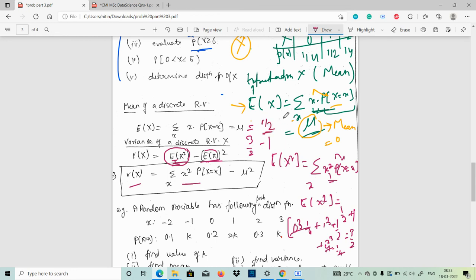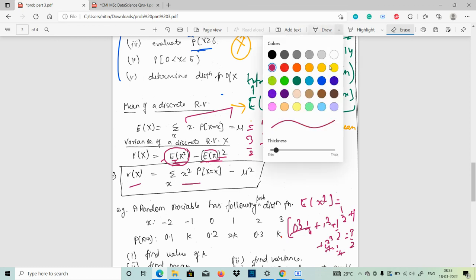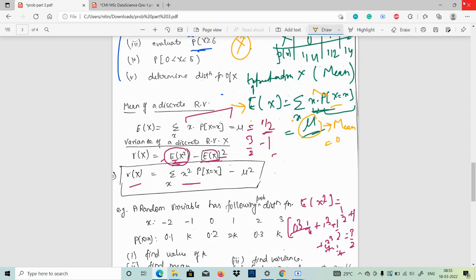This way you can find the mean and variance of any discrete random variable. Just find this quantity, which gives you the mean, and find this other quantity separately, then do this calculation and you will get the variance of x. At this point, let me write this very clearly. Let me remove this.